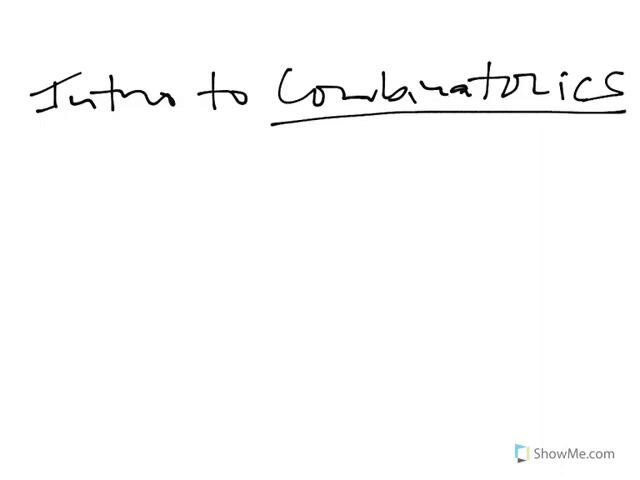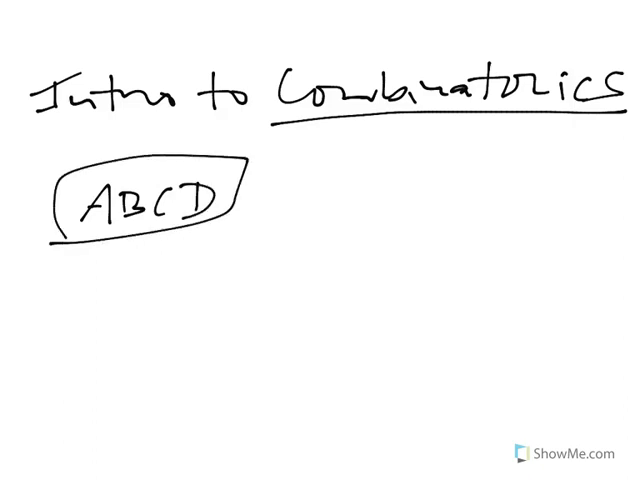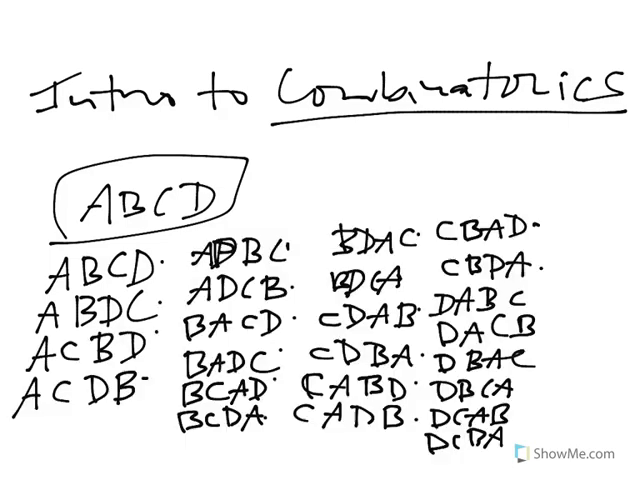Combinatorics is when you try to count using math, multiplication, division, things like that, how many ways certain things can happen. Like, if I take the letters A, B, C, D, how many ways can I rearrange those four letters? A, B, C, D is one of the ways, but A, B, D, C is another. And if I keep going, we end up with 24 different ways, which is a lot of ways.